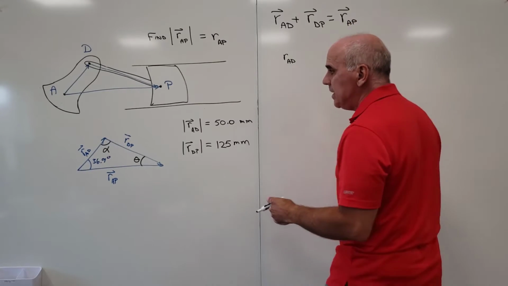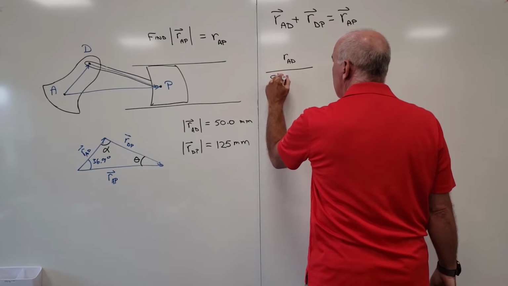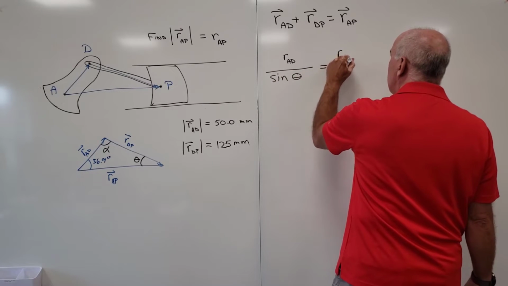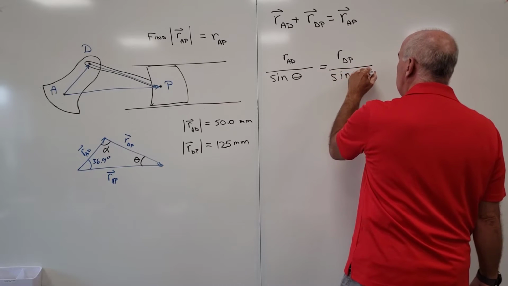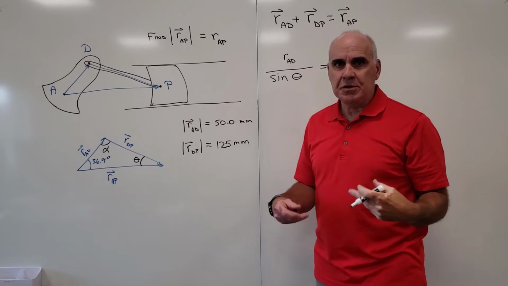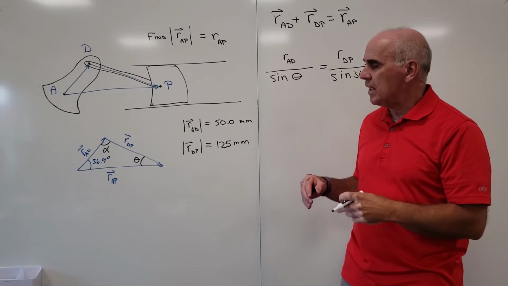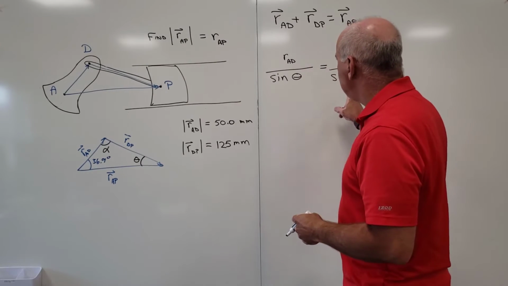So RAD over the sine of theta equals RDP over the sine of 36.9 degrees. And 36.9 degrees, there should be more decimal places, but I'll leave it alone at that. That's a 3, 4, 5 triangle. Okay, that's why I chose that angle.